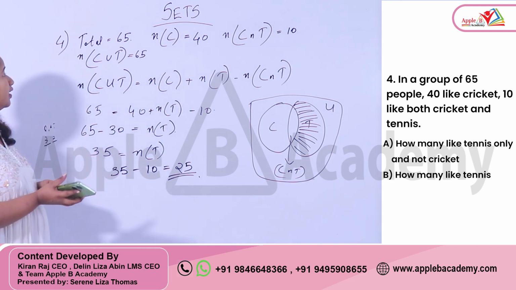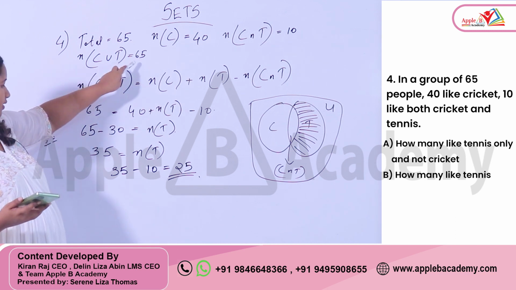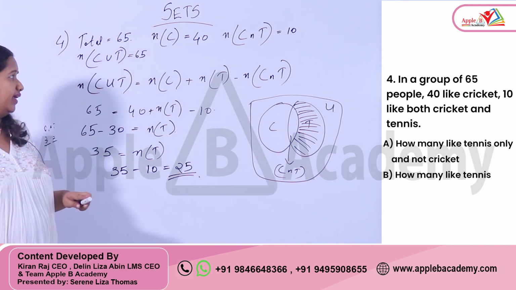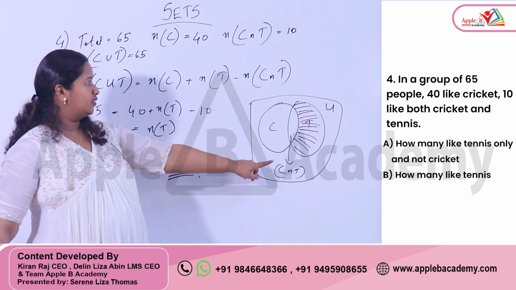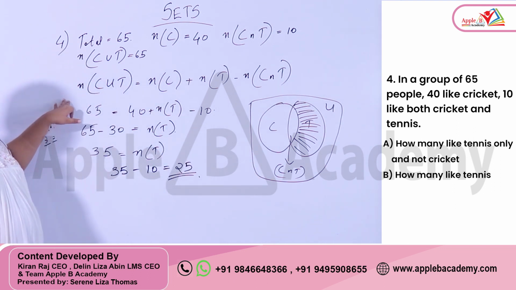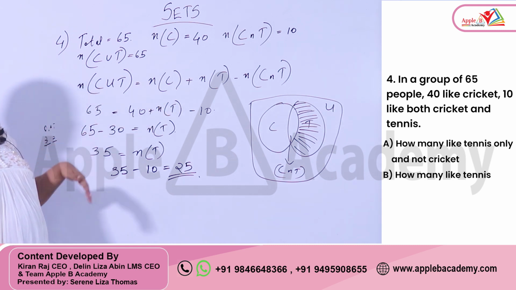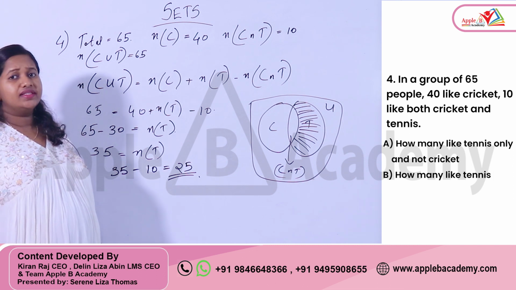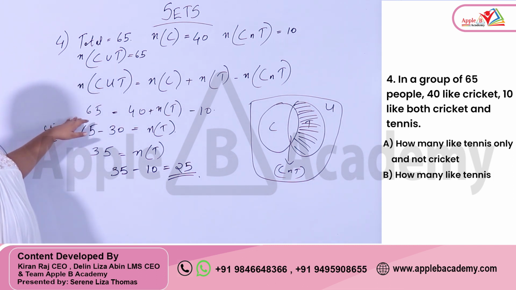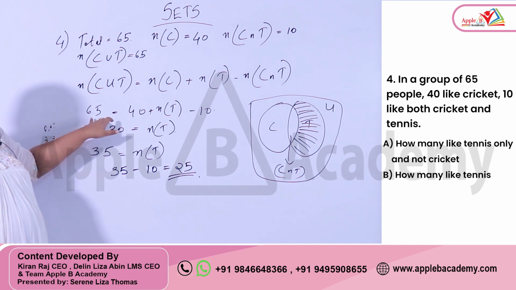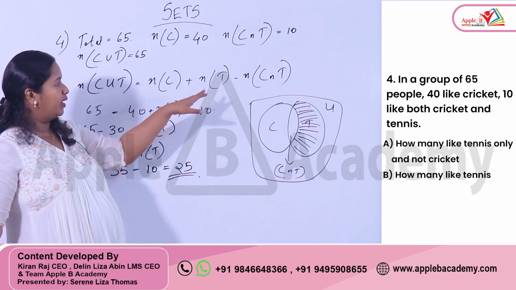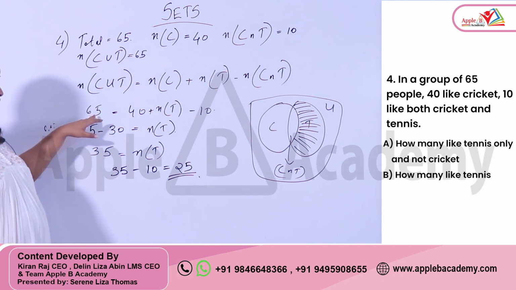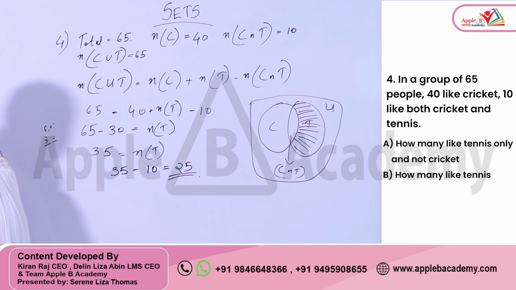We have n of c union t, the total number, that is 65. The number of people who play cricket is 40, and n of c intersection t is equal to 10. Now we write the equation: n of c union t is equal to n of c plus n of t minus n of c intersection t. So 65 is equal to 40 plus n of t minus 10. So 65 minus 30 is equal to n of t. The number of people who play tennis is equal to 35.